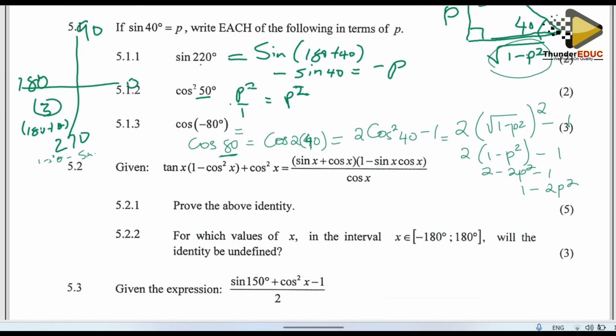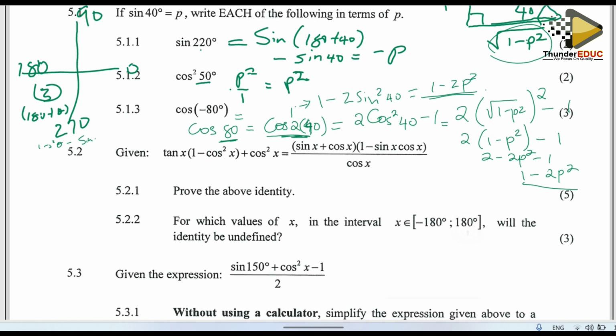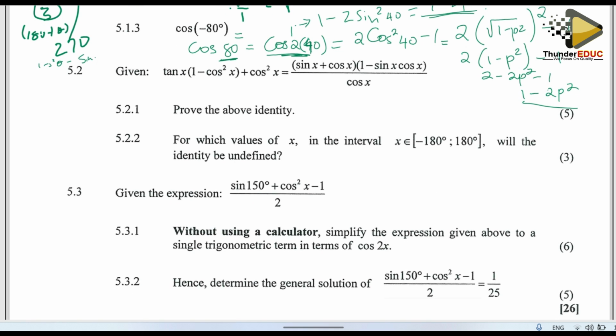So guys, alternatively, instead of breaking this up, we can use the identity that it is 1 minus 2 sine squared of 40, so that it can give us 1 minus 2p squared straight away instead of going through all of this. Okay, then question 5.2.